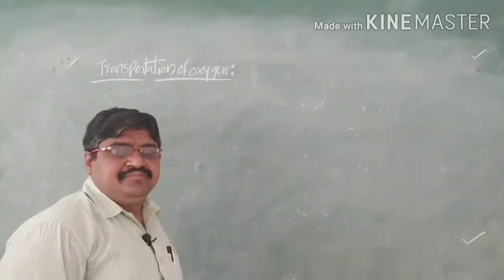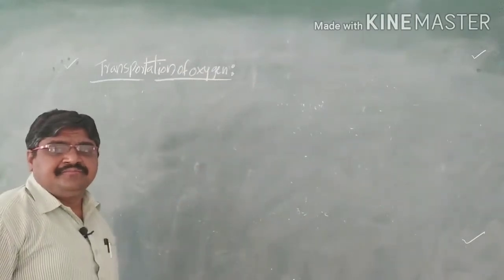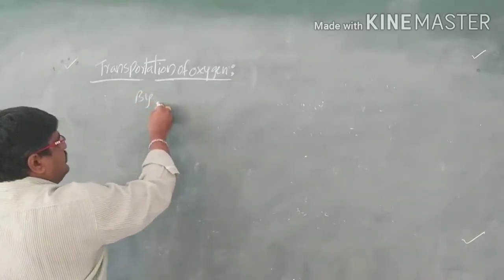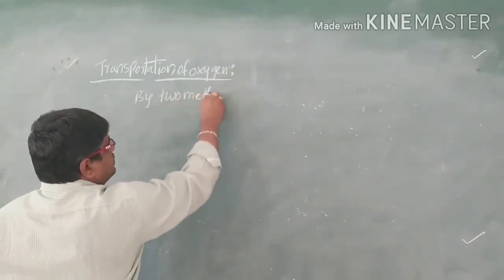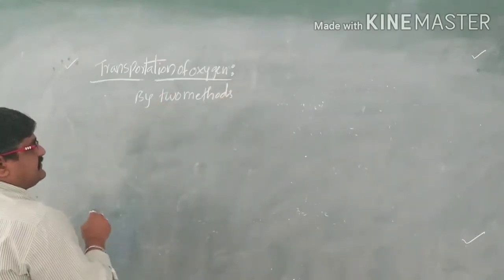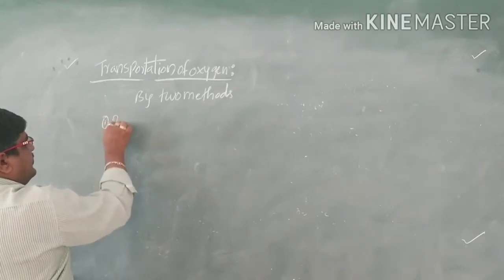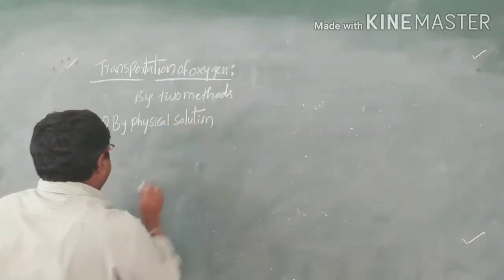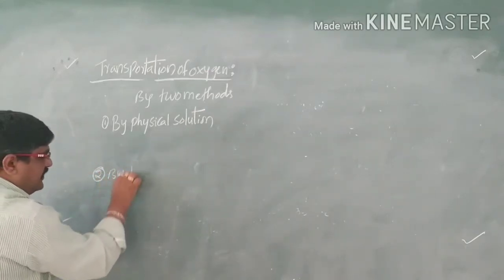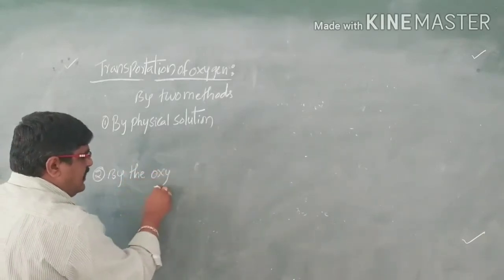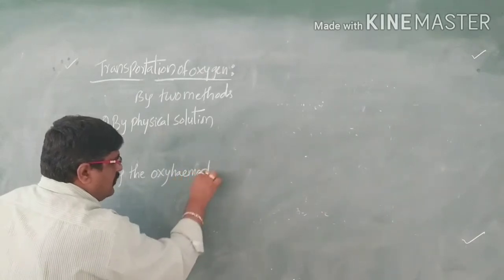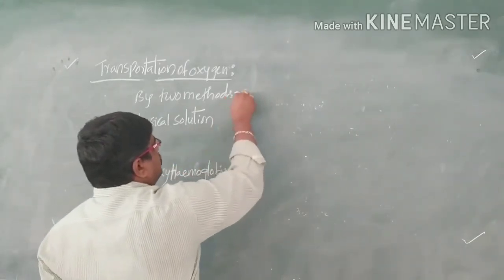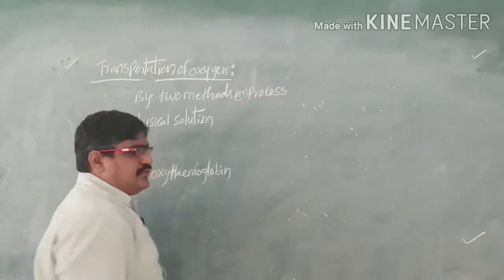Now coming to the first one, the transportation of oxygen. The transportation of oxygen takes place by two methods. The first one is by physical solution, and the second one is by oxyhemoglobin. So these are the two forms, two processes, or two methods by which the transportation of oxygen takes place.